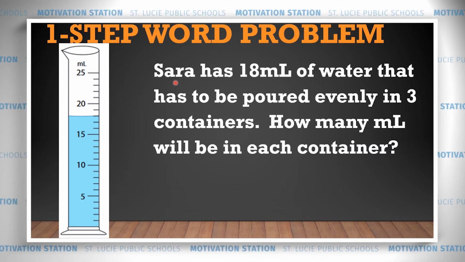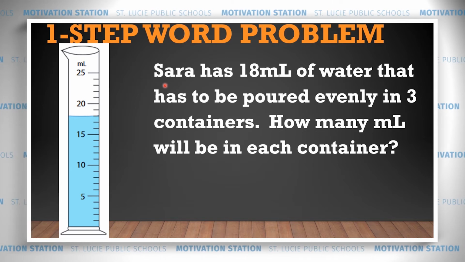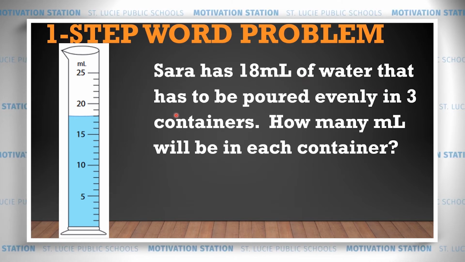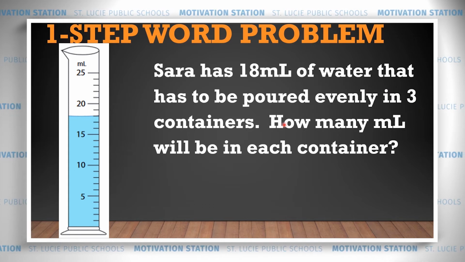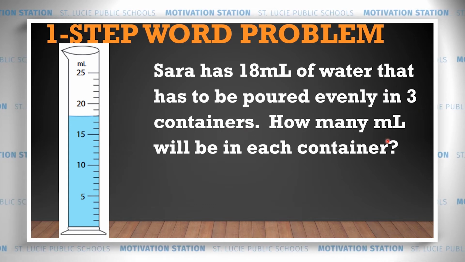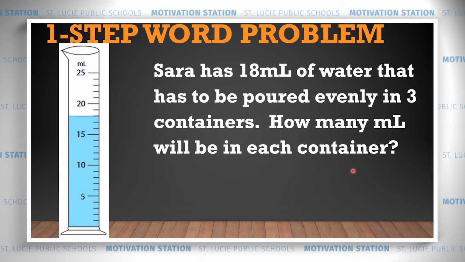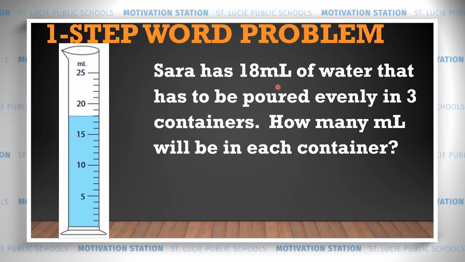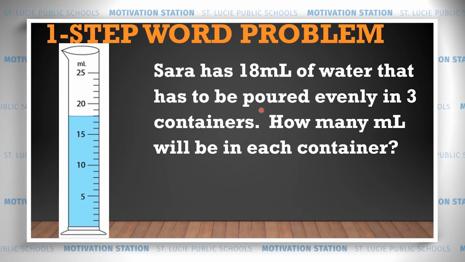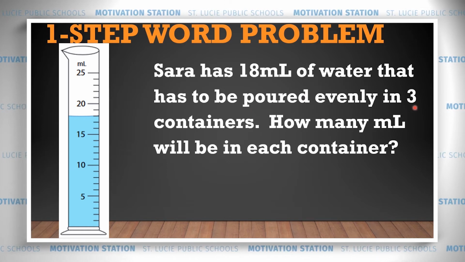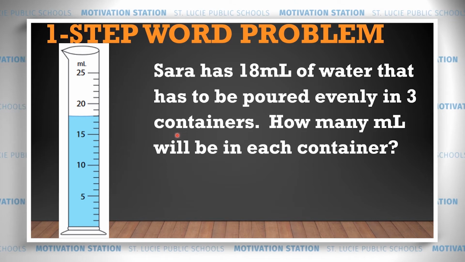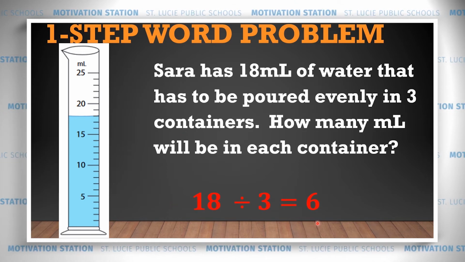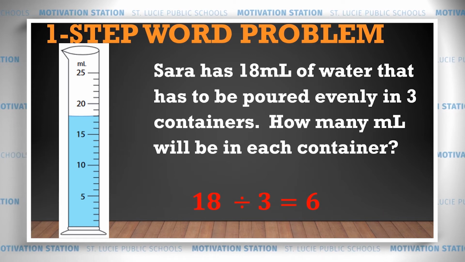That sounds kind of tricky. Let me read it again. Sarah has 18 milliliters of water that has to be poured evenly in 3 containers. How many milliliters will be in each container? Oh, I see. She has 18 milliliters and she has to divide it. Poured means divide it evenly by 3 into 3 containers. So 18 divided by 3 would be 6 milliliters in each container.